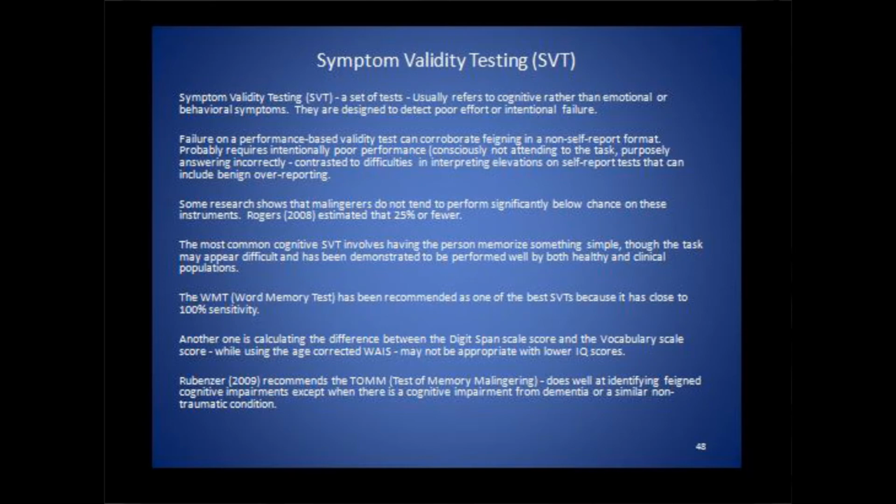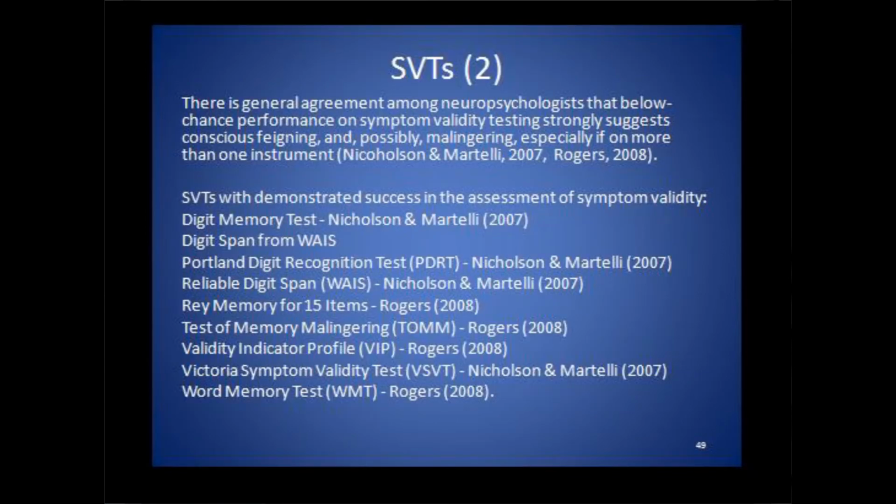If people consistently do not report that they can remember 9 out of the list of 15 words, and they do not have obvious cognitive impairment, then they're not trying hard enough, and or they're deliberately trying to fake. So that's the idea of the symptom validity testing tools, and there's a whole slew of them.